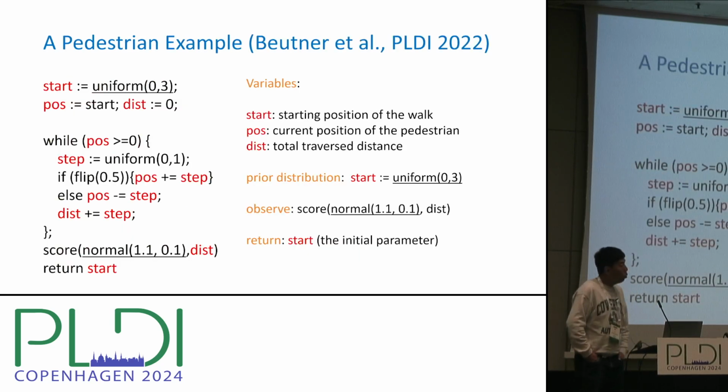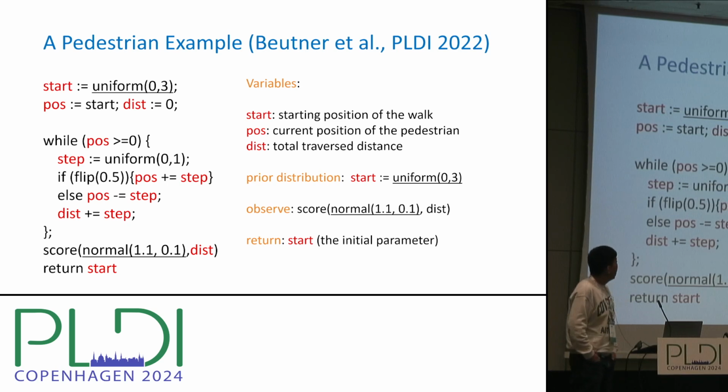Okay, so we illustrate our approach with a very standard example. This example models a random walk of a pedestrian. You can see that from the first line of the code, we assign the variable start with a value which is uniformly chosen from 0 to 3. If you are familiar with Bayesian inference, then you know that this is a prior distribution, which reflects the prior belief of the initial parameters.